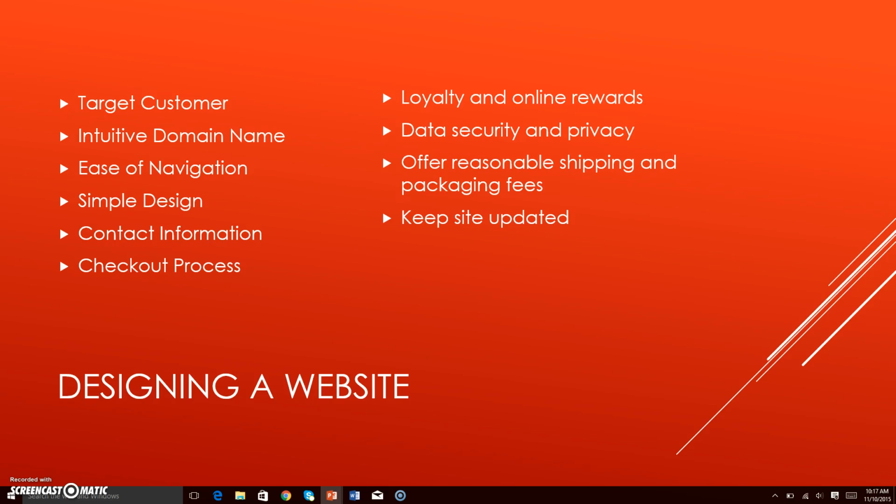Other things that attract customers are having contact information, offering reasonable shipping charges, making sure customers know what you're doing with their data, and making sure they know that it's secure. And some other incentives that bring back customers are online rewards programs and different loyalty programs. And it's good, in general, to keep your site updated and always make sure it's appealing to your target customer.